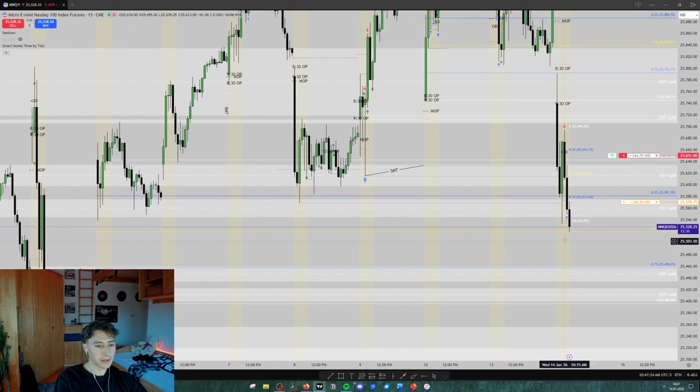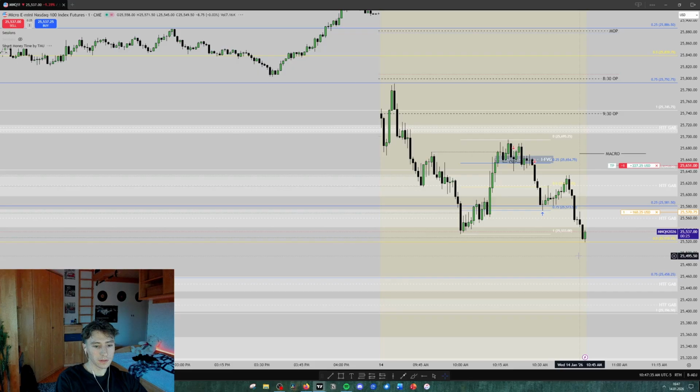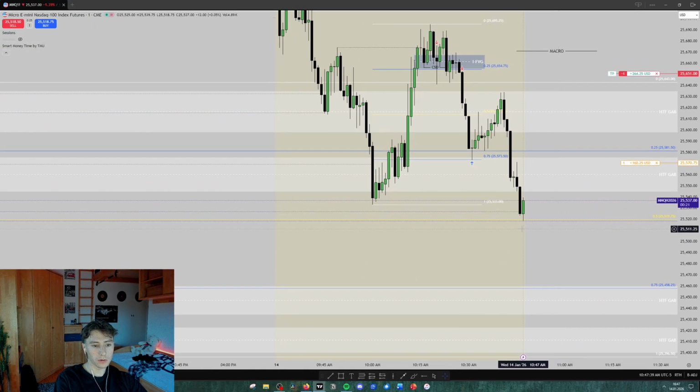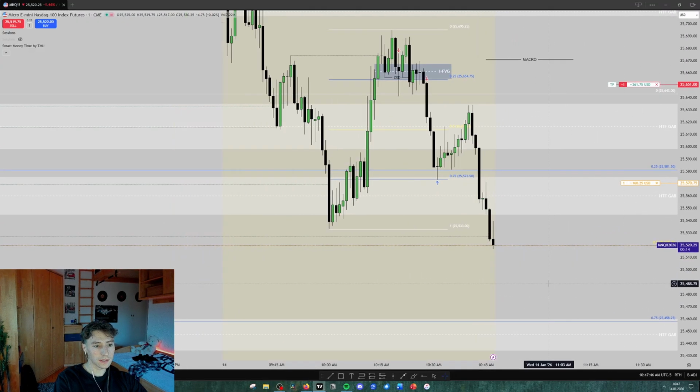I like the fact that we are reacting to the consequent encroachment level, because with that I know that my analysis is correct in that case. So really nice to see. Even if we now displace through it, we reacted to it, therefore I know this level is a valid PD array to look for.